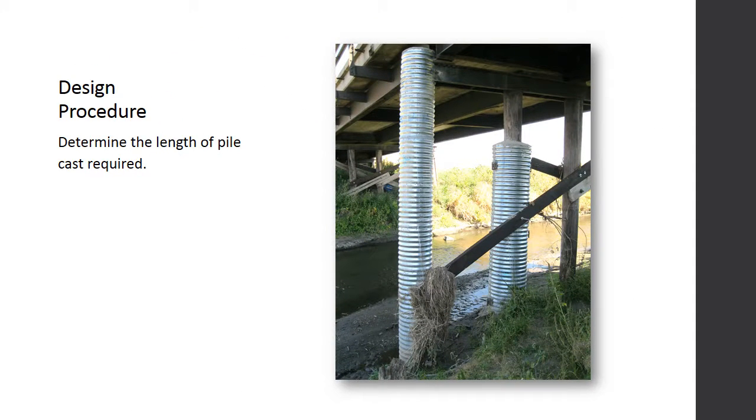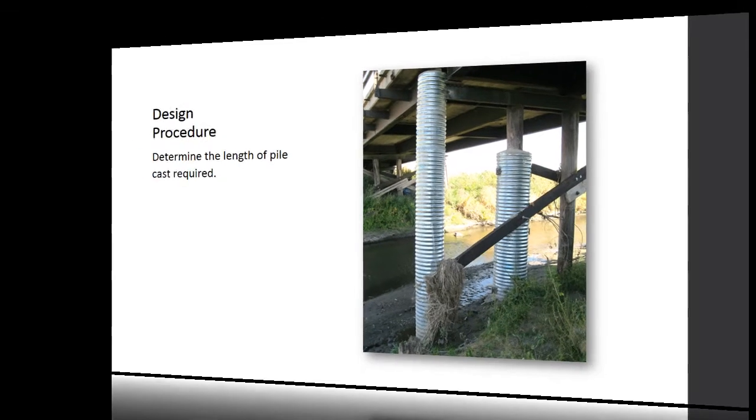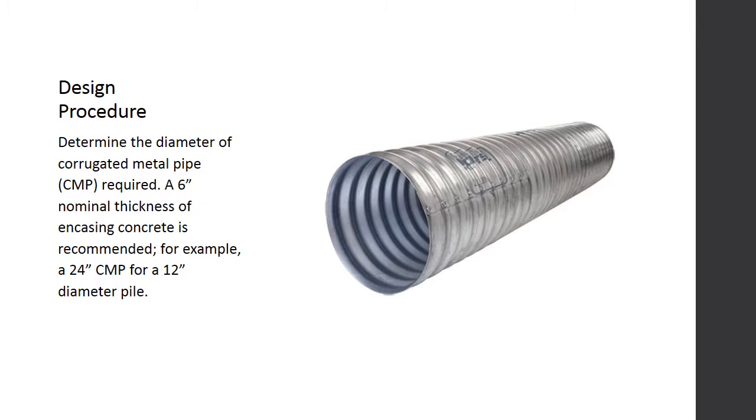Determine the length of pile cast required. This repair can encapsulate the entire pile or shorter portions like that seen in this photo. Determine the diameter of corrugated metal pipe, or CMP, required. A 6-inch nominal thickness of encasing concrete is recommended. For example, a 24-inch CMP for a 12-inch diameter pile.